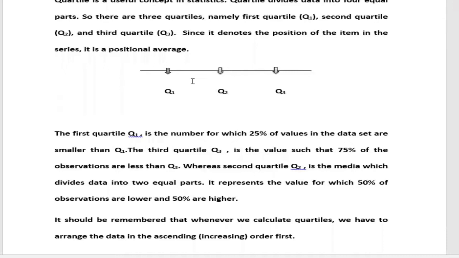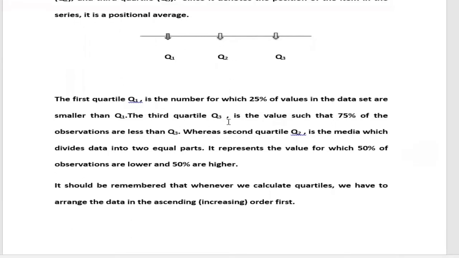So what is the meaning of quartile 1? For quartile 1, we get some number for whose value 25% of data is less than quartile 1, or maybe 75% of values are more than quartile 1.